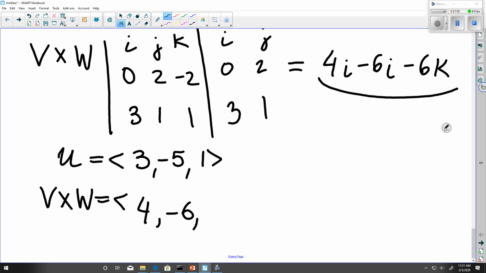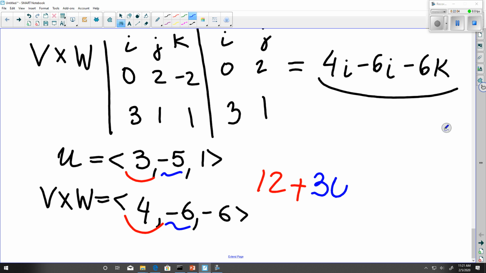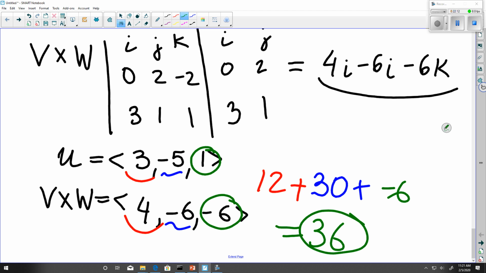This will be over in a minute. Dot product is something which you guys know how to do. 3 times 4 plus minus 5 times minus 6. Plus 1 times minus 6. Done. Notes are officially over.